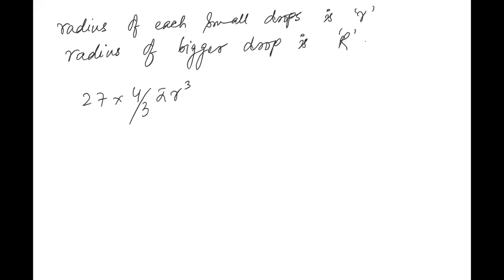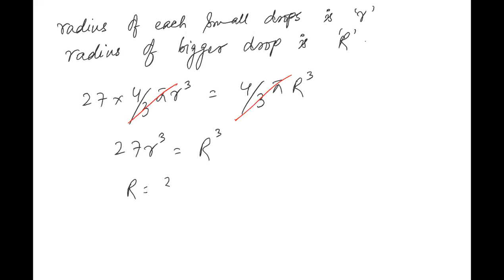So if you have 27 spheres, the volume of 27 spheres will be equal to the volume of this single sphere, which is 4/3 πr³. So this 4/3 π will cancel out. So this will be 27r³ is equal to capital R³. If you solve this, you will get R is equal to 3r. This is the relation.